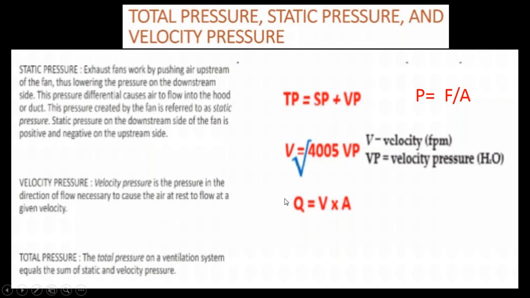Here, there is one important formula, that is Q equals V times A. This formula explains that inside any pipe or duct, the volumetric flow rate of the air is equal to velocity multiplied by the area of the duct. This means if we want to know the volumetric flow rate inside the duct, we have to calculate velocity and its area. Then by multiplying velocity and area, we can know the volumetric flow rate. Here, units are very important.